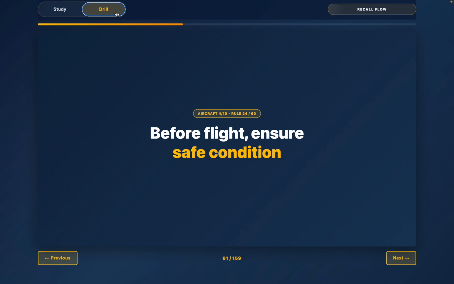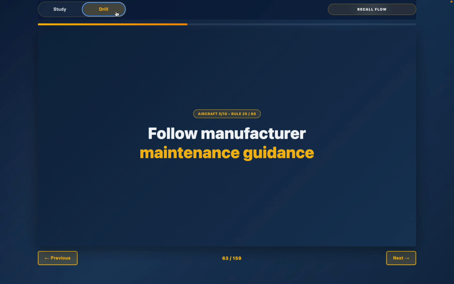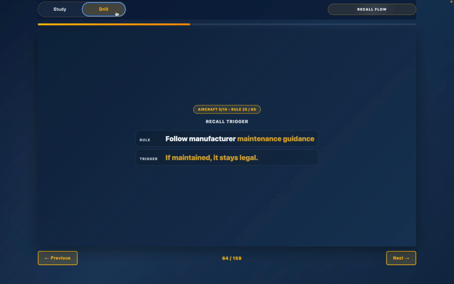Rule 24. Before you launch, the FAA assumes you verified airworthiness. You should do this anyways because it keeps your drone safe and you want your drone safe, so it can make it back from the trip. Trigger phrase: if launching, inspect first. Rule 25. Same reason for this rule. It pretty much helps your drone get home safe. Follow the manufacturer's guidance to a T. Trigger phrase: if maintained, it stays legal.